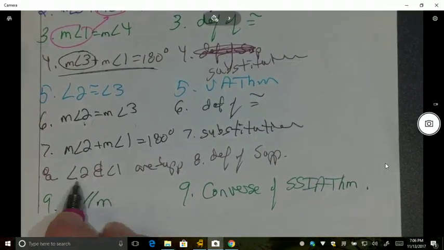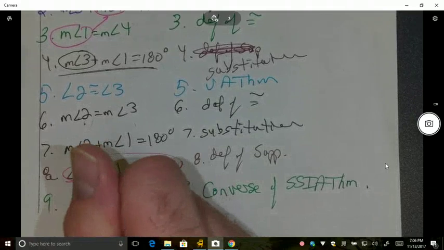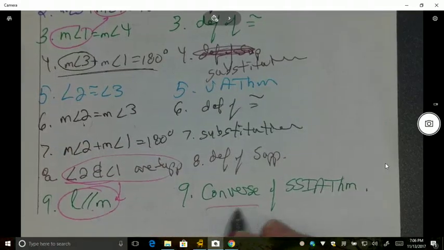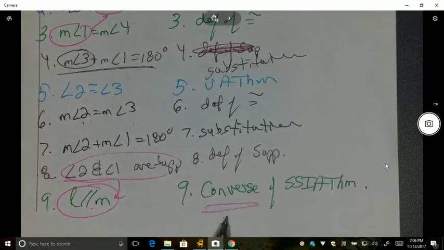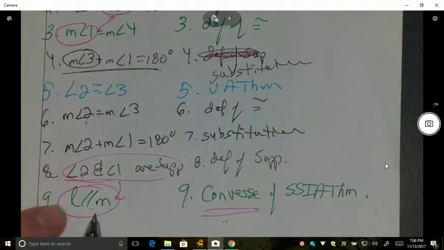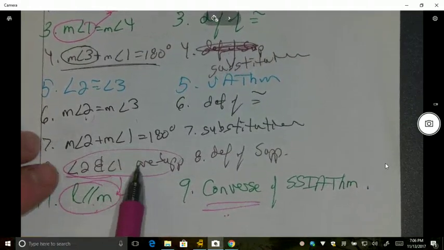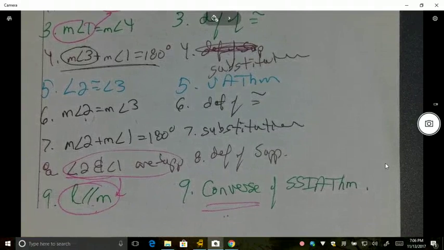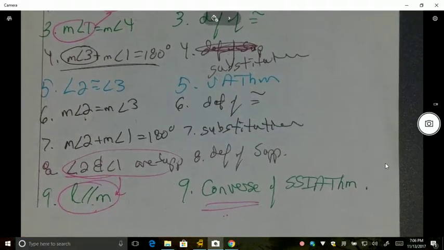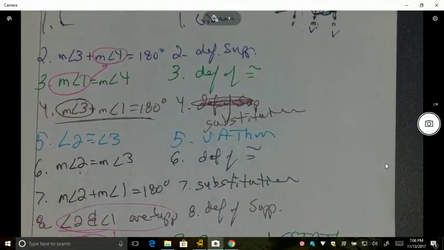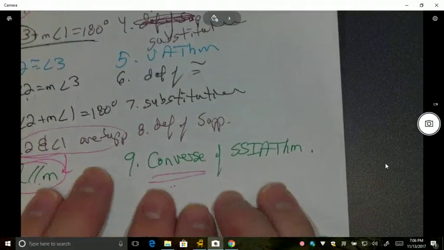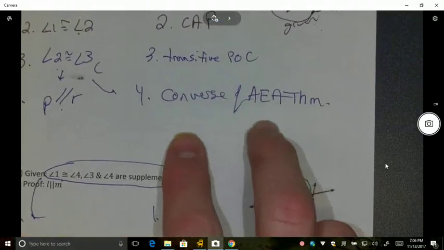Whenever your conclusion goes from a statement about the angles to saying the lines are parallel, you must use the word converse. If I were given parallel lines and I were saying that these are supplementary, then I would be using the same side interior angle theorem, not its converse. So there's some examples of how converse theorems are used to complete proofs.